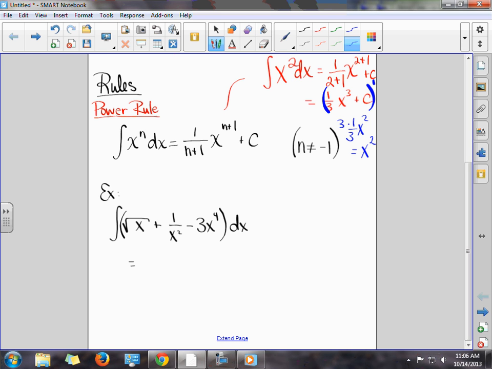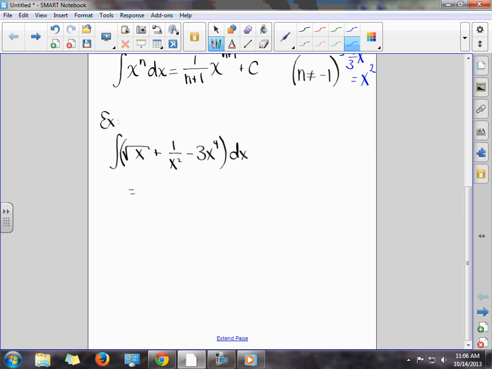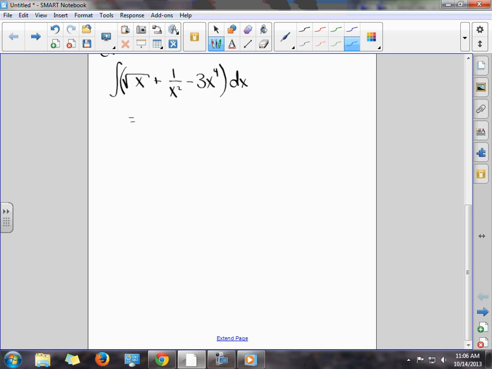So let's try this example down here, see if we can apply the power rule. The first thing I always do, kind of like when you differentiate, is write all of these, see this fraction right here, I want to write all those just with exponents. So I want to rewrite this as x to the 1/2 power plus x to the negative 2 power minus 3x to the 4th dx. And then I can just evaluate each one separately.